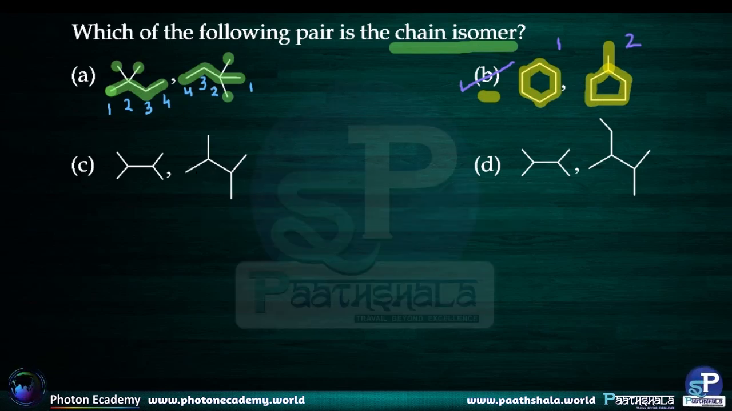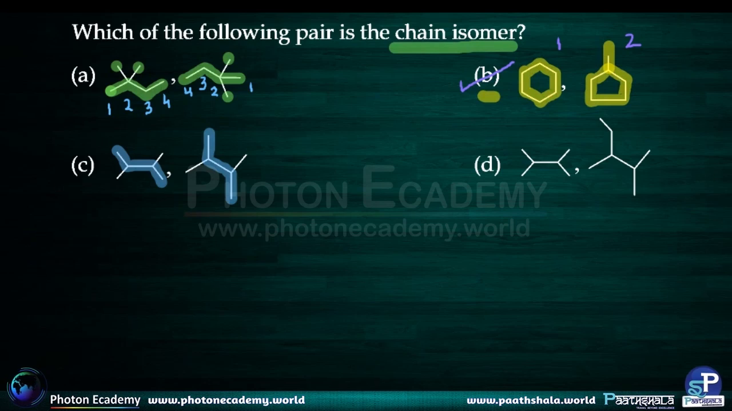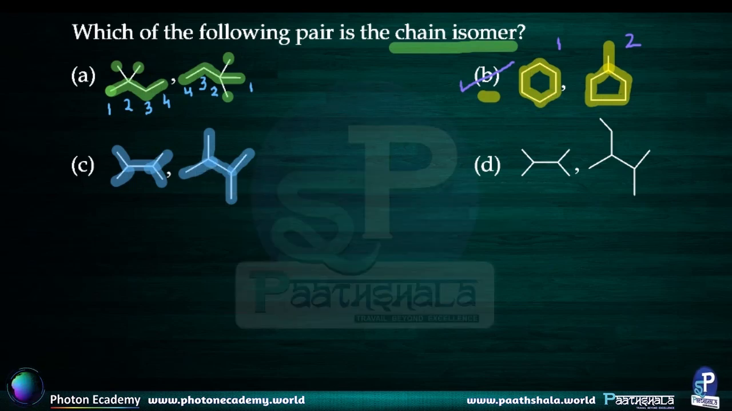So now let's analyze the pair of compounds given in option C. In option C, the longest carbon chain consists of 4 carbon atoms for both compounds in the pair, and the methyl groups are linked to the carbon atoms of the chain. The molecular formula of both compounds in the pair is the same, and moreover the arrangement of the carbon atoms in both these compounds is the same. Hence these two compounds cannot be chain isomers.